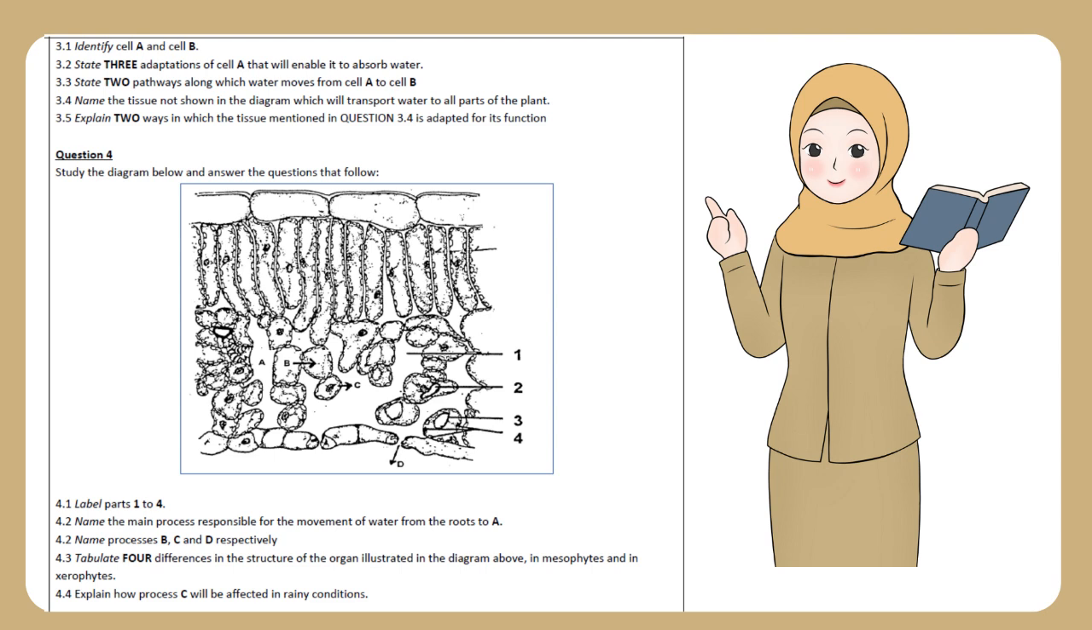Question 4. Study the diagram below and answer the questions that follow. 4.1 Label parts 1 to 4. 4.2 Name the main process responsible for the movement of water from the roots to A. 4.2 Name processes B, C, and D respectively. 4.3 Tabulate four differences in the structure of the organ illustrated in the diagram above, in mesophytes and in xerophytes. 4.4 Explain how process C will be affected in rainy conditions.